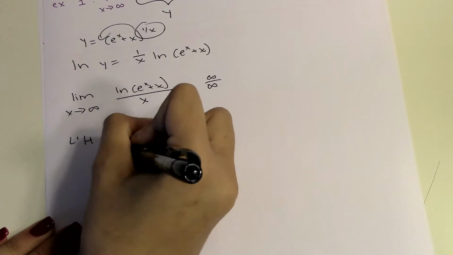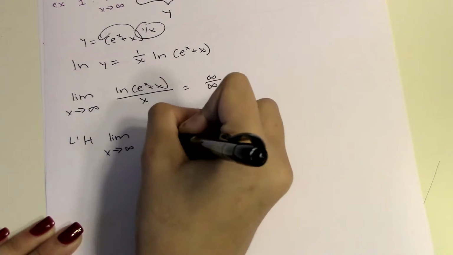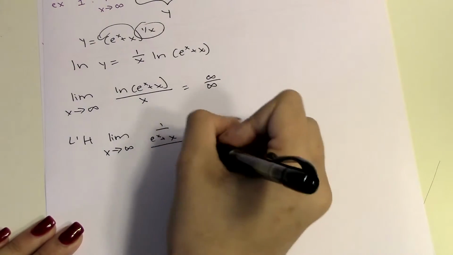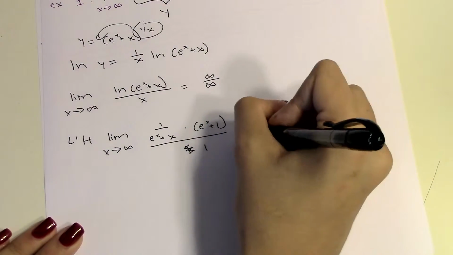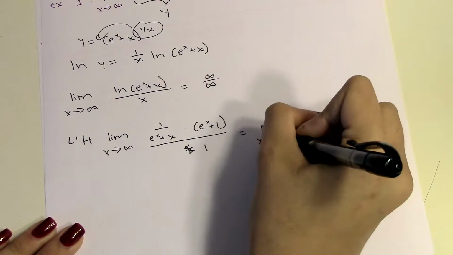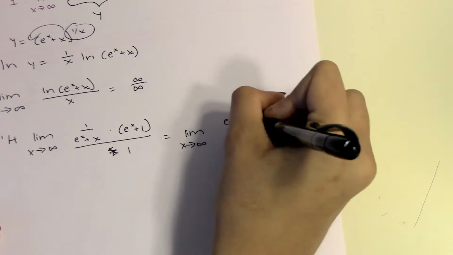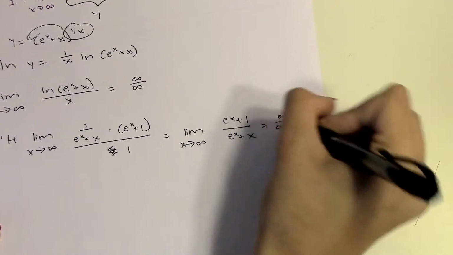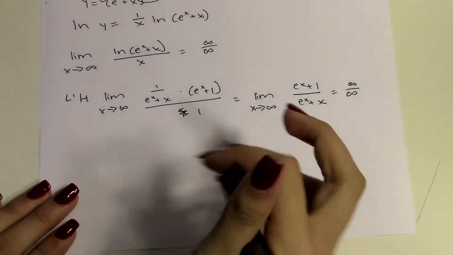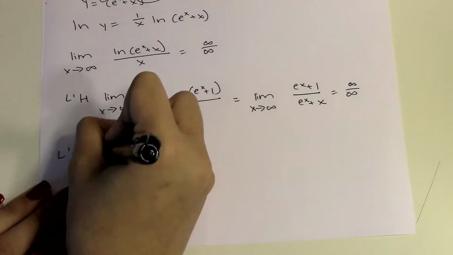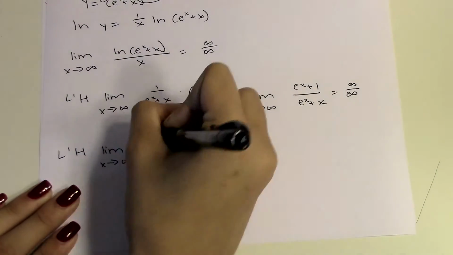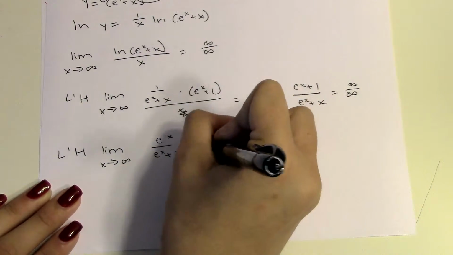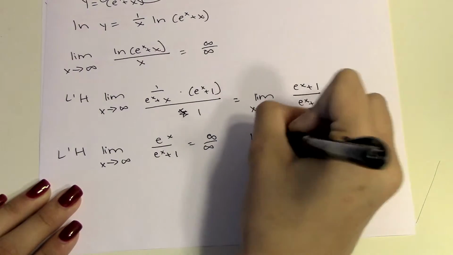So the limit as x goes to infinity of 1 over e to the x plus x times e to the x plus 1, so derivatives, and then x just goes to 1. And simplifying this, you can just get e to the x plus 1 over e to the x plus x, which is still infinity over infinity. So we plug in L'Hopital's rule again. This gives us e to the x over e to the x plus 1, which is still infinity over infinity. So L'Hopital's rule again.